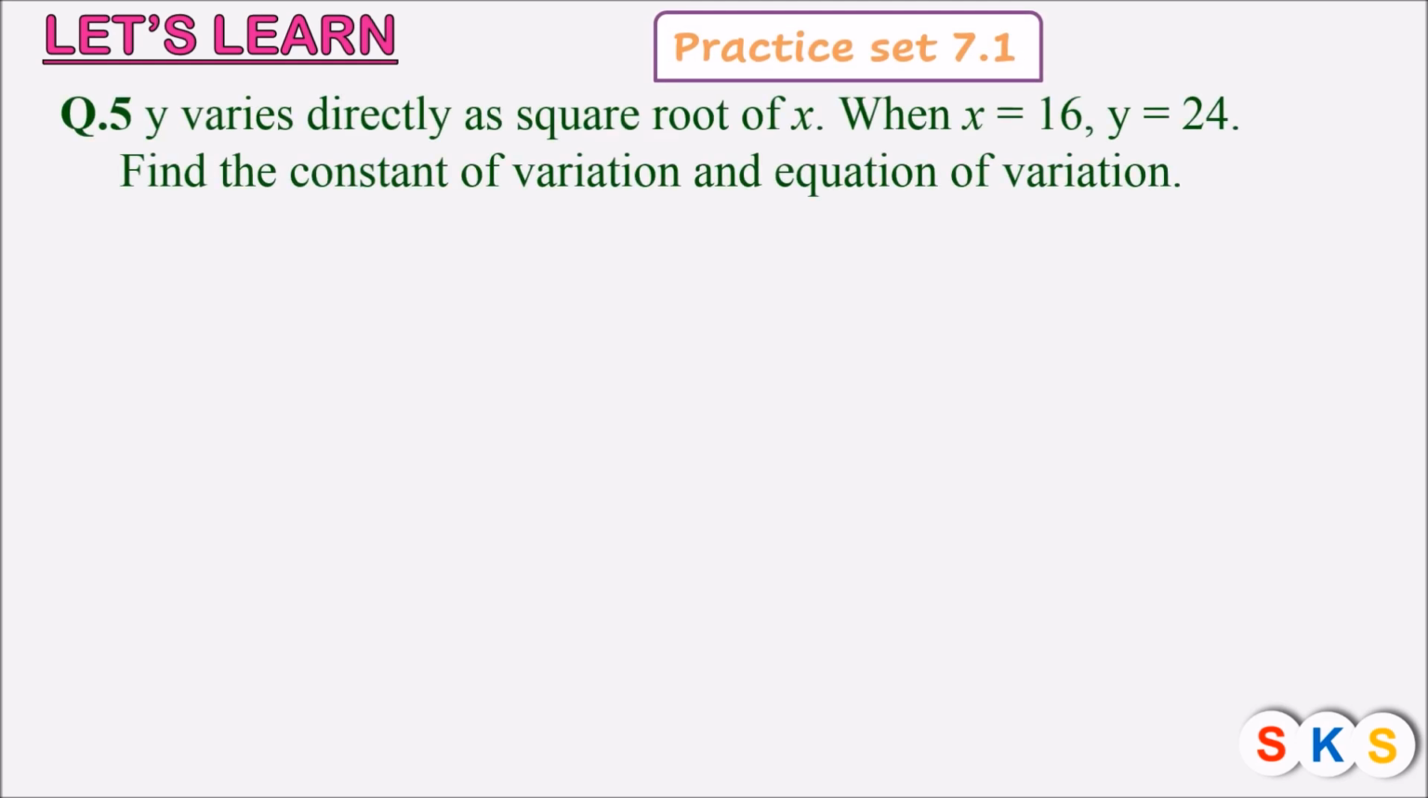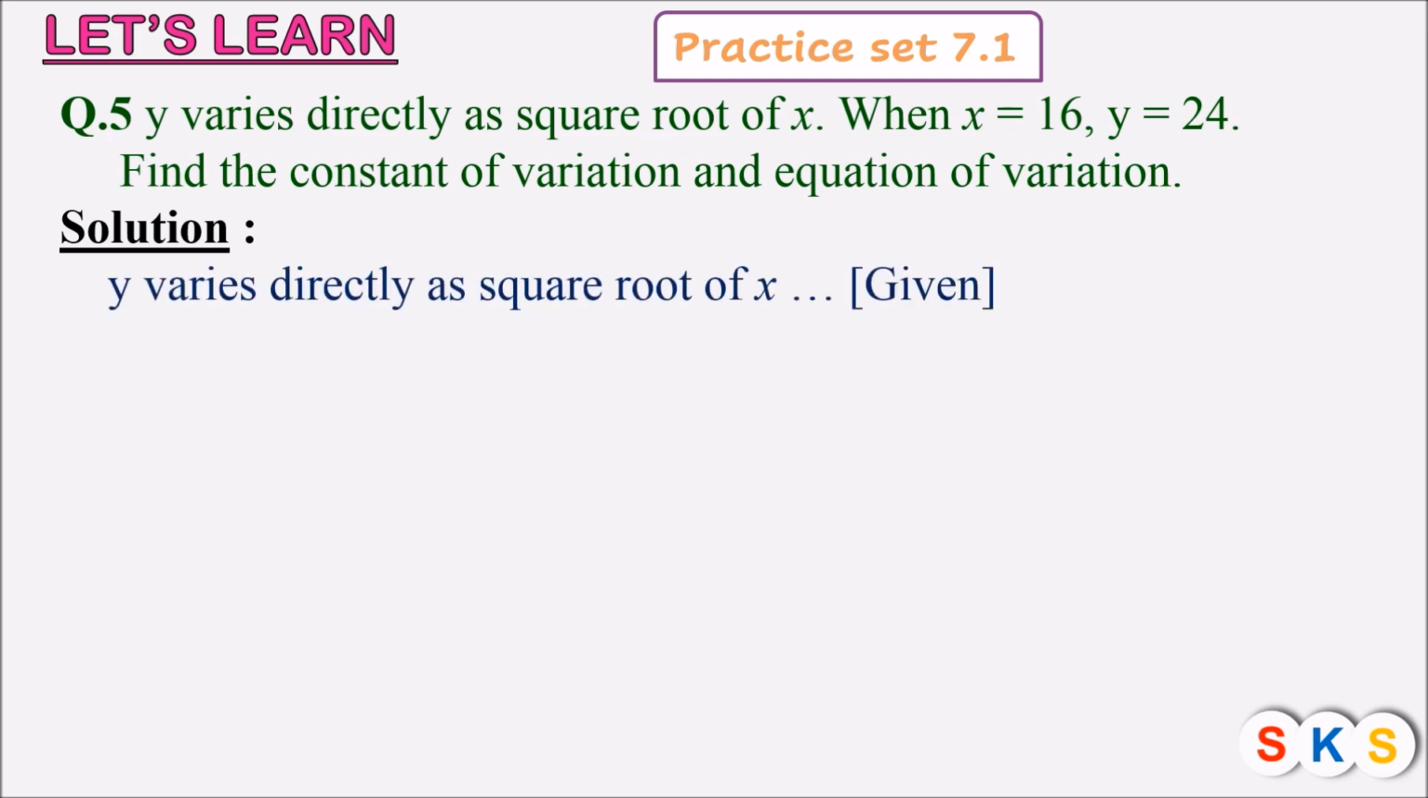Question number 5. Y varies directly as square root of x. When x equals 16, y equals 24, find the constant of variation and equation of variation. Let's see the solution of this question. What is given here? Y varies directly as square root of x.